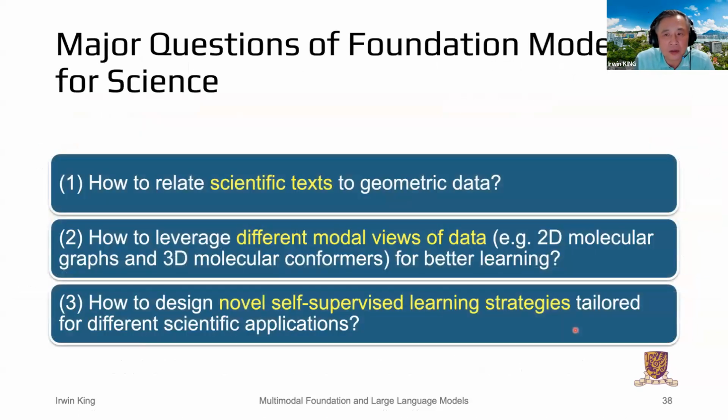So some of these are major questions for science. How do you relate the scientific text to geometric data? So how do you say that this DNA may have caused this type of disease, so that we know? Okay. So that next time, if we see these symptoms, we are able to verify this DNA, or we can find other DNAs with similar context.